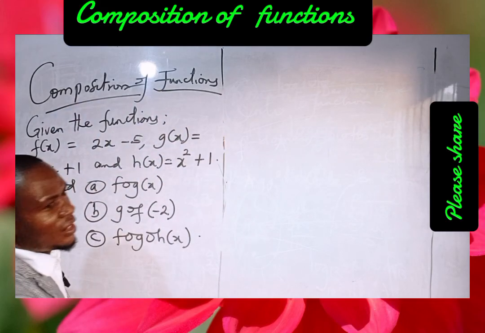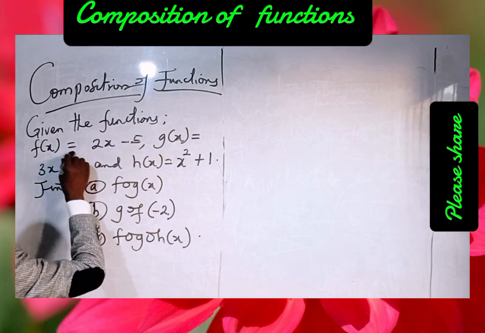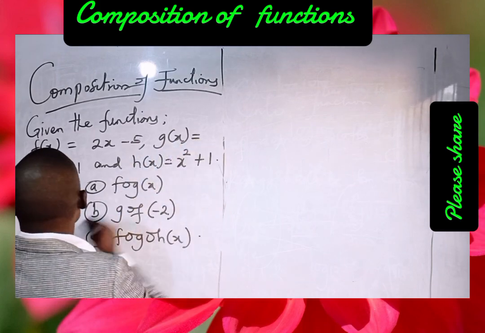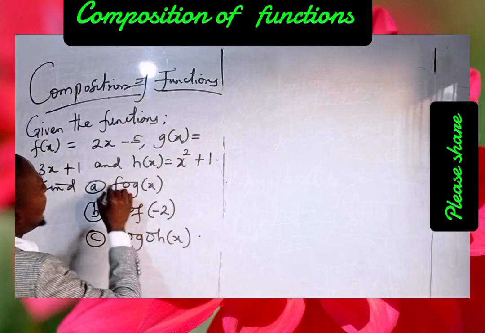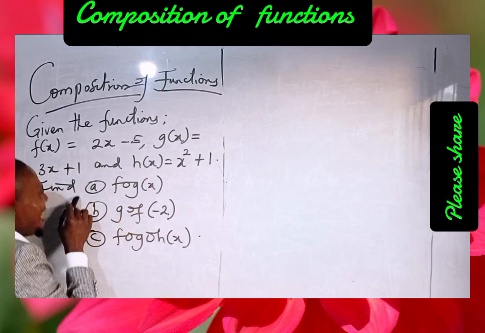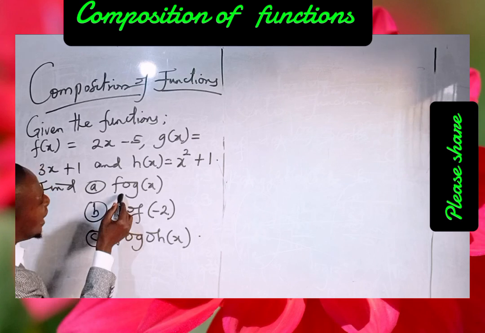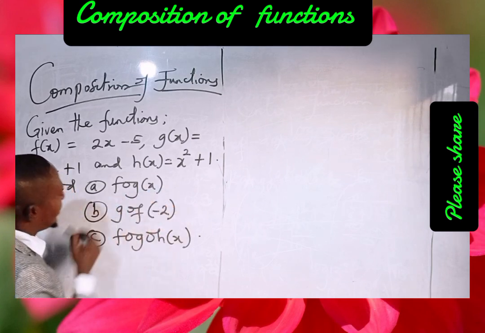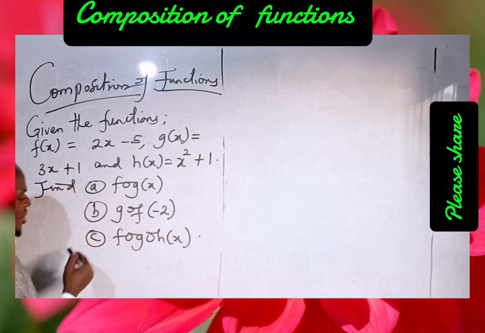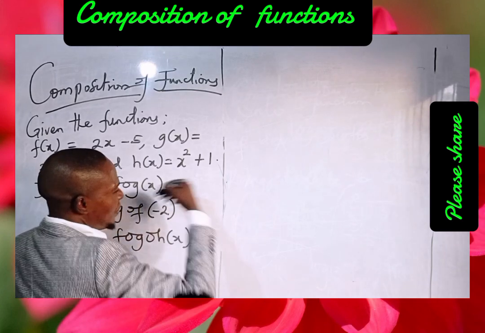Composition of functions. Given the functions f of x equals 2x minus 5, g of x equals 3x plus 1, and h of x equals x squared plus 1, find a) f of g of x, b) g of f of minus 2, c) f of g of h of x.